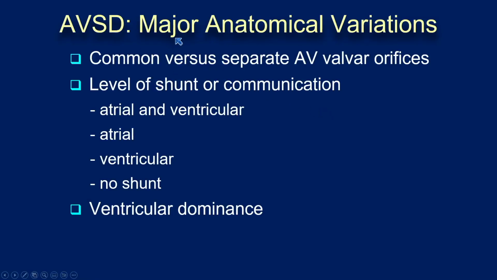When we look at AVSDs, we would now like to understand more about the anatomical variations. Is this a common versus separate AV valve orifice? I said it's a common AV valve, yes, but you can have two orifices or you can have a common orifice. Then we would like to know more about the level of the shunting. Is it atrioventricular? Or in the rare cases you can have no shunt and it is still an AVSD. And then, very important for counseling, what is the ventricular dominance? Is this balanced or unbalanced?